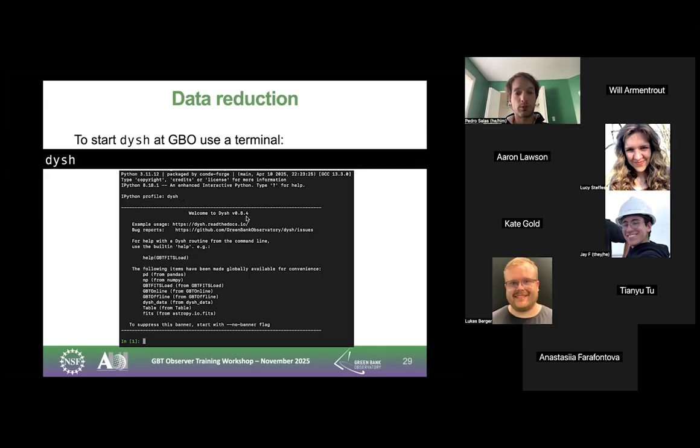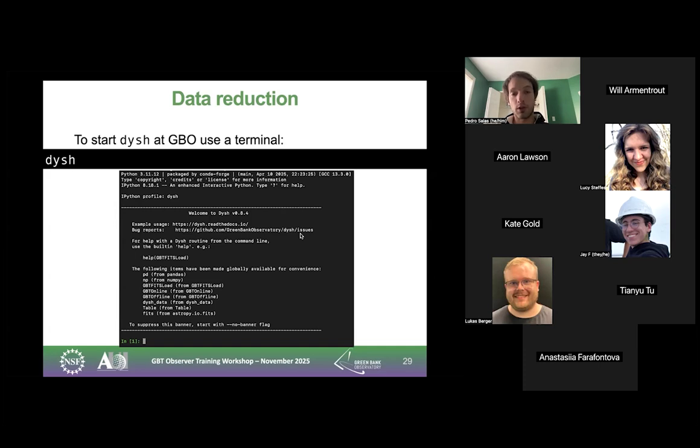So if you're at GBO, you can launch it just by typing dysh in any of the terminals, and you will be welcomed with something that looks a bit like this. You'll get some information about what version of Python and IPython it's using, and then a banner specifically for the package, welcoming you, telling you where to find documentation and where to report issues. It will preload some methods and libraries for you, and then it's very much an IPython command line prompt. It's just IPython with a banner, so to say, and some preloaded modules.